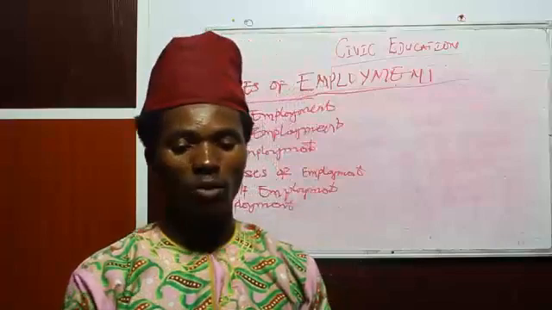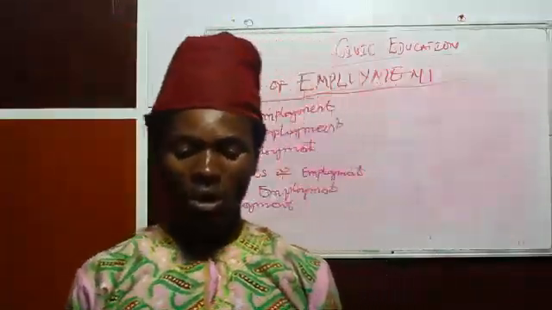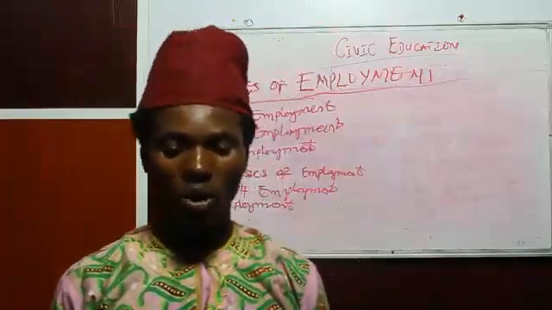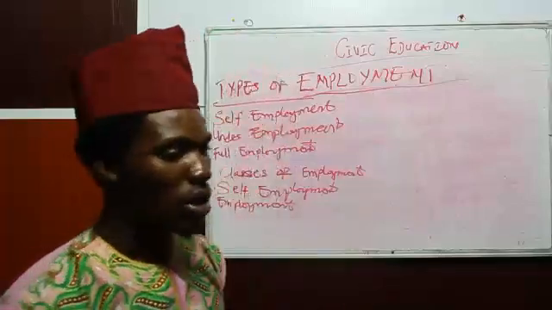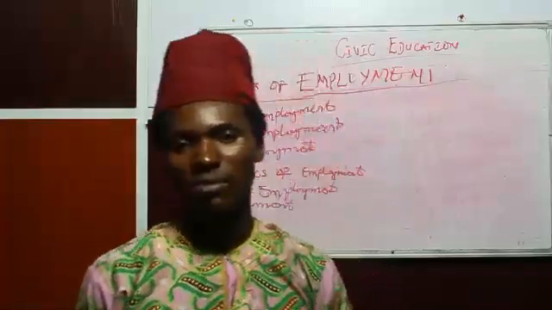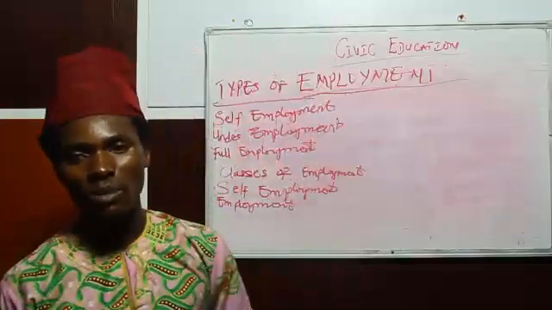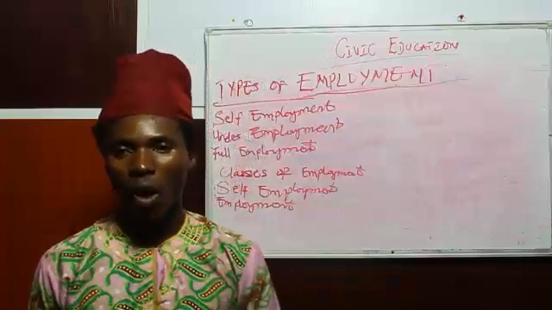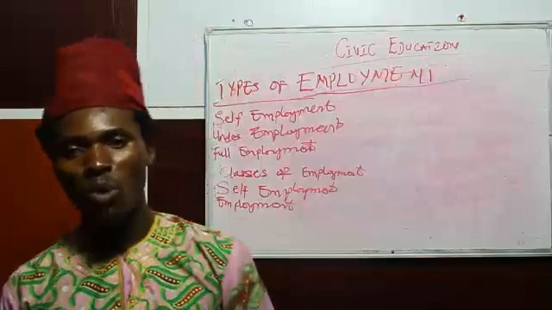Now, types of employment. Self-employment is where someone does something on his own for a living without working under some other persons. That is, a cobbler who has a shop and builds shoes himself. He doesn't have to earn salary at the end of the month from anybody. He makes his own profit from the shoes he sells. Or a tailor who has a shop and sews clothes. Those are people who are self-employed.